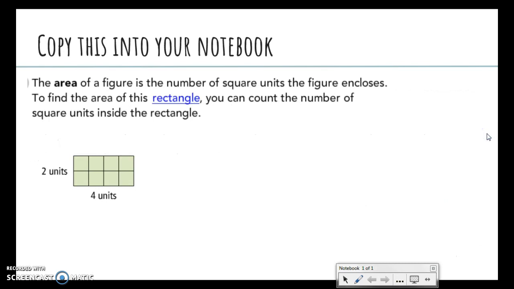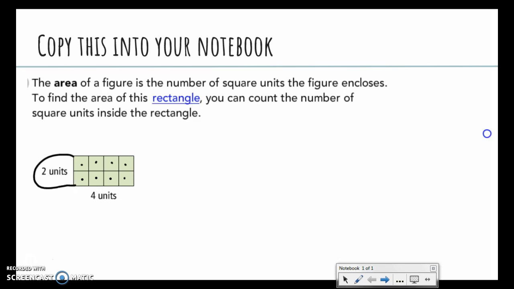I want you to copy this into your notebook. The area of a figure is the number of square units the figure encloses. To find the area of this rectangle, you can count the number of square units inside the rectangle. Now, we can go back to kindergarten and count 1, 2, 3, 4, 5, 6, 7, 8.